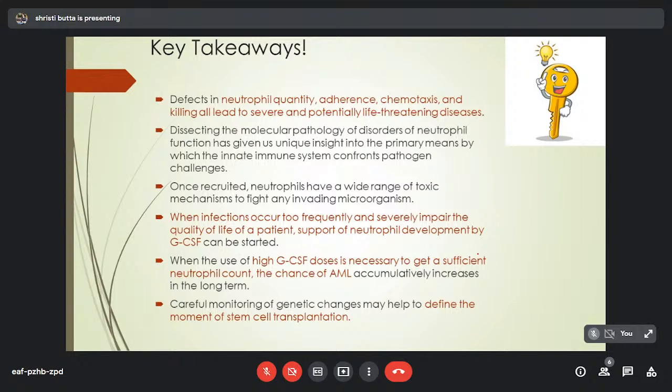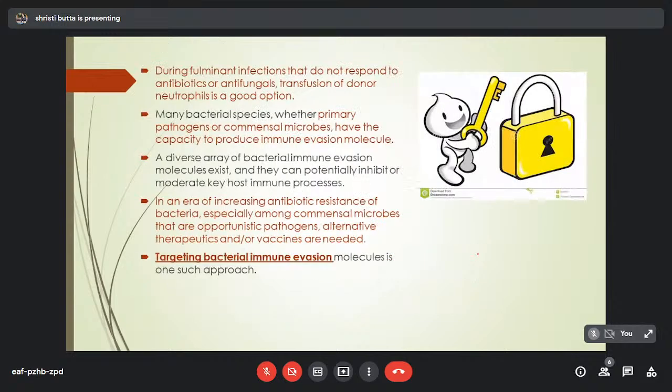Once recruited, neutrophils have a wide range of toxic mechanisms to fight any invading microorganism. When infections occur too frequently and severely impair the quality of life, support for neutrophil development is essential, and that is done by GCSF. However, high GCSF doses can predispose to AML. So careful monitoring of genetic changes may help to define the right moment for hematopoietic stem cell transplantation. During fulminant infections that do not respond to antibiotics or antifungals, transfusion of donor neutrophils can be a very good option.